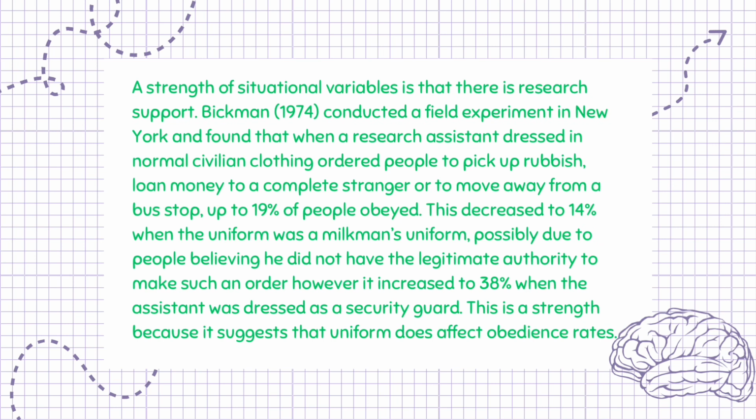Bickman, 1974, conducted a field experiment in New York and found that when a research assistant dressed in normal civilian clothing ordered people to pick up rubbish, loan money to a complete stranger, or to move away from a bus stop, up to 19% of people obeyed. This decreased to 14% when the uniform was a milkman's uniform, possibly due to people believing he did not have the legitimate authority to make such an order. However, it increased to 38% when the assistant was dressed as a security guard. This is a strength because it suggests that uniform does affect obedience rates.